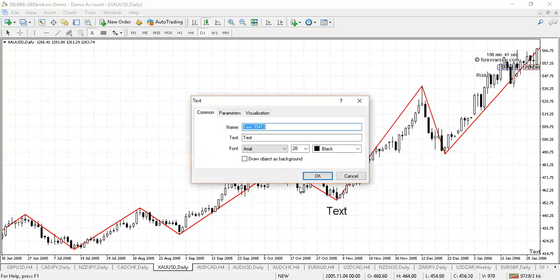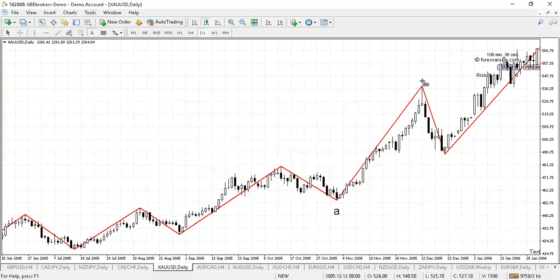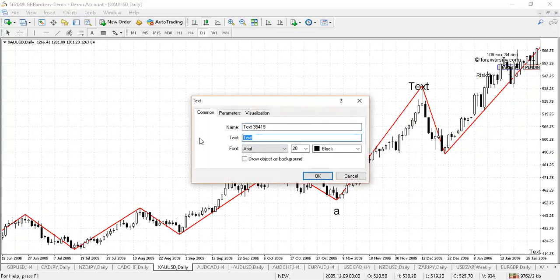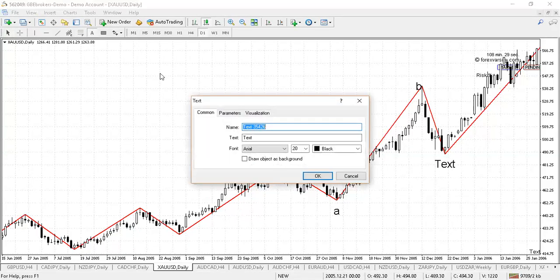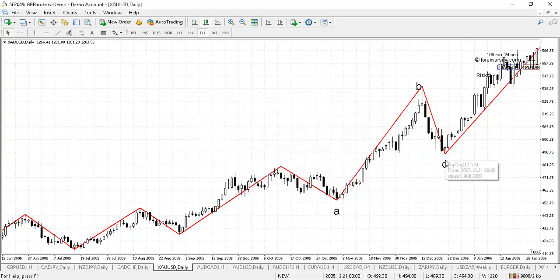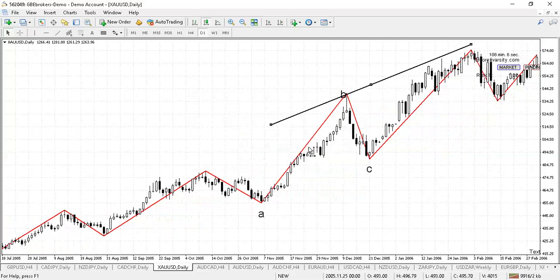Okay, so we've got point A, point B, and point C. Okay, so we're looking to get in on the C point, so we always draw the trend line from A to C. And then we take a parallel line up and we draw it to the top of B. Now you'll see in this occasion, didn't quite get there.